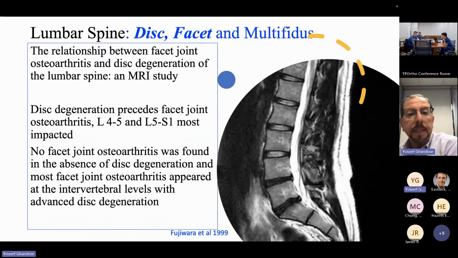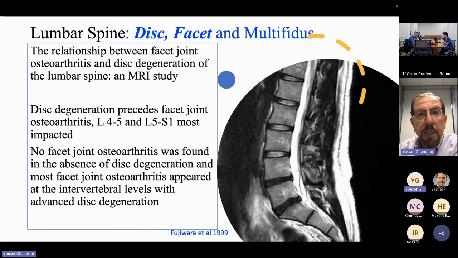So let's talk about the disc and the facet and multifidus all together. The relationship with that is very relevant, and in a nutshell, we cannot have one without the other. Most likely, you have disc degenerative changes, increasing motion because of the annular tear, annular strain. With that you get more increased movement.